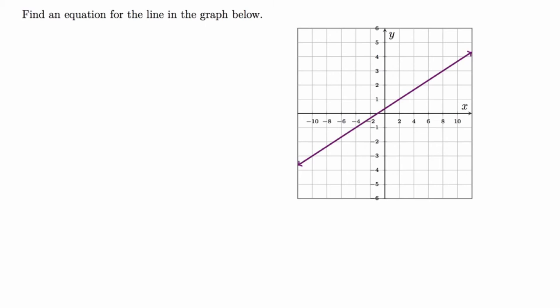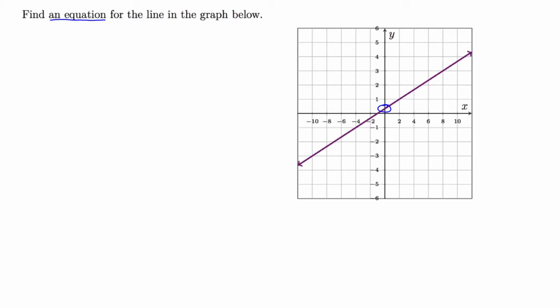We want to find an equation for the line in the graph below. When I think about equations of lines, I typically think of the slope-intercept form. The complication in this example is that the y-intercept for this graph does not fall on a tick mark, and I don't want to make any assumptions about points that don't fall nicely on the grid.